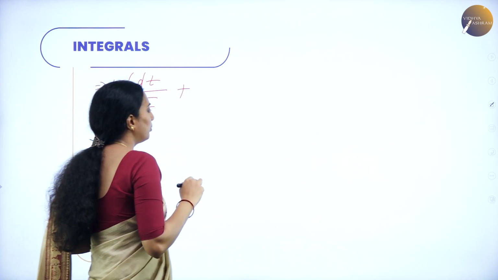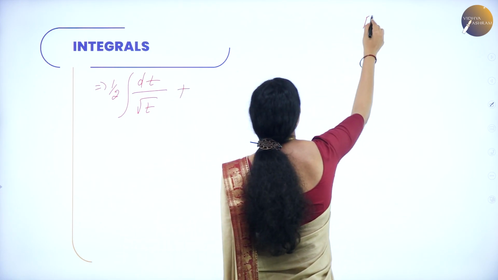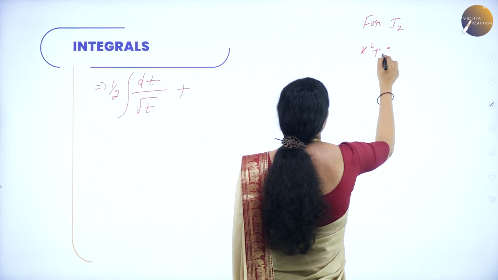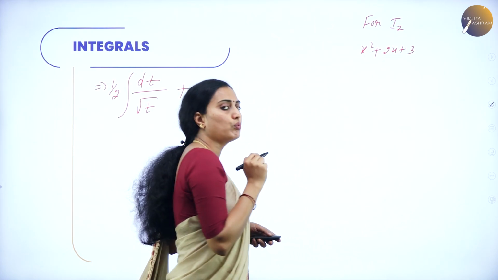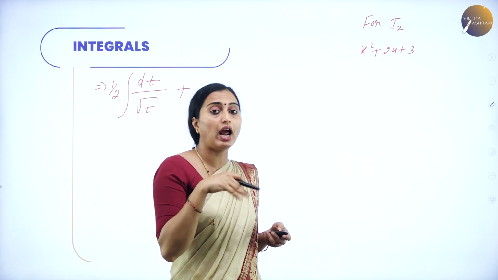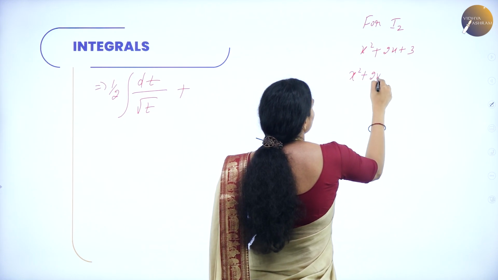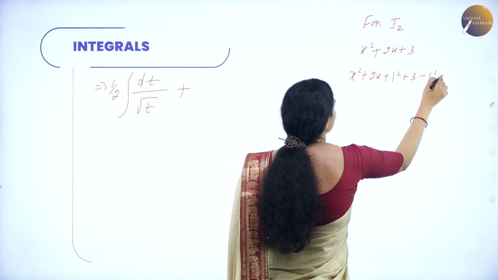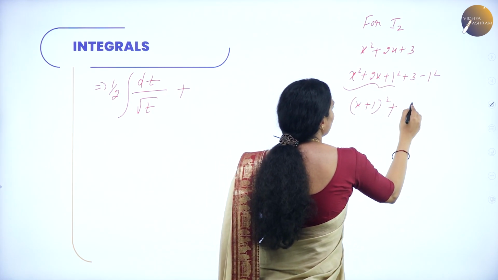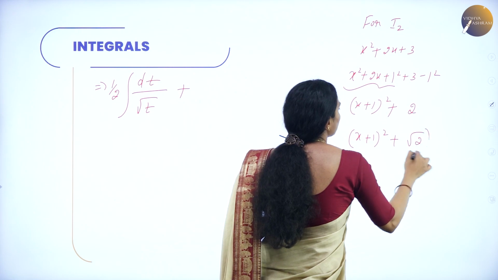So plus I2, we have to now reduce to the form of completing square method. Now for I2, x squared plus 2x plus 3. Now see, the coefficient of x squared is 1. Yes, it is 1. Now see the coefficient of x, x is 2. Half of 2 is 1. Adding whole squared of that, 1 squared, and subtracting. So x squared plus 2x plus 1 squared plus 3 minus 1 squared. Now this will become x plus 1 whole squared. Now plus 3 minus 1 is nothing but 2. I can write this one as x plus 1 whole squared plus root 2 whole squared, isn't it?